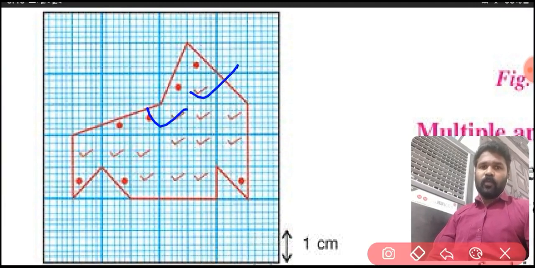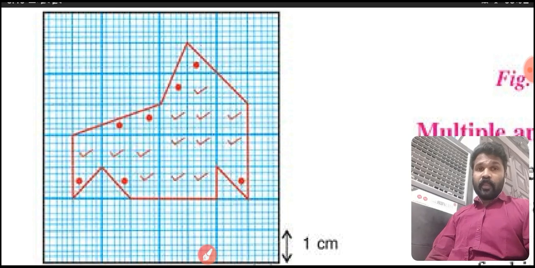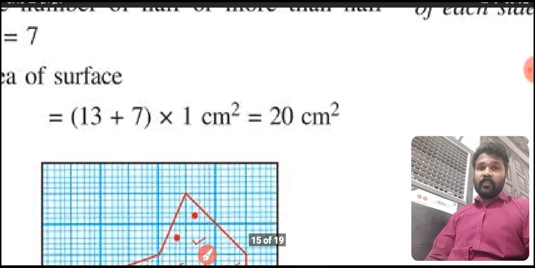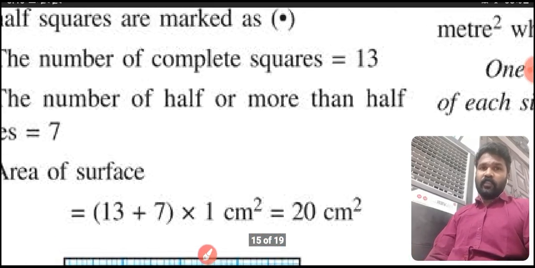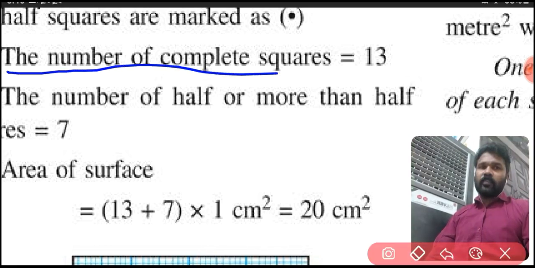1, 2, 3, 4, 5, 6, 7, 8, 9, 10, 11, 12, 13. How many complete squares are there here? Marked as tick. That is 13. The complete squares, that is 13.